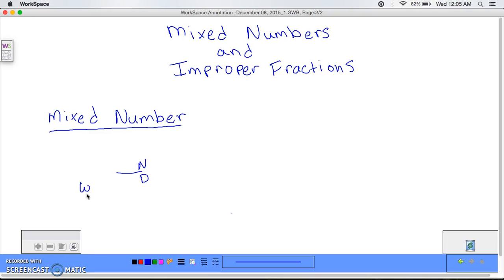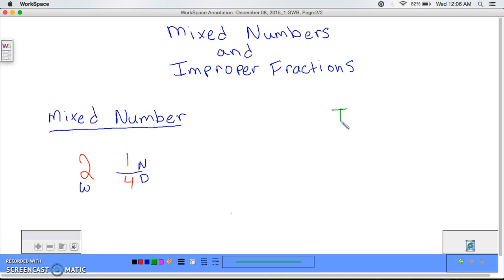So you're always going to have these three letters: your whole number W, N for numerator, D for denominator. Your whole number, and then you have a fraction, just like this, 2 and 1/4. That's a mixed number because you have both of those together.